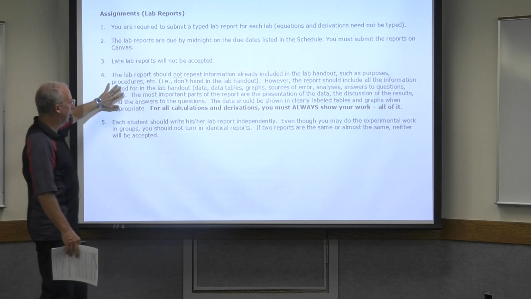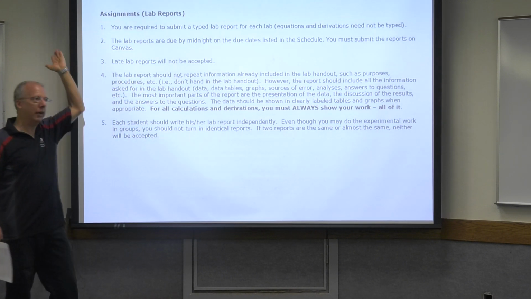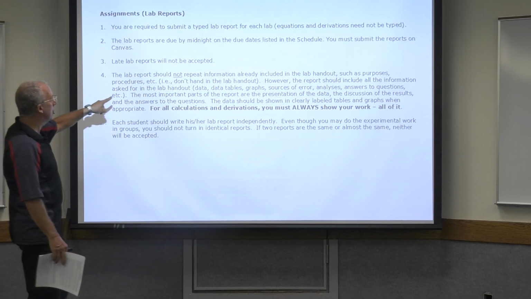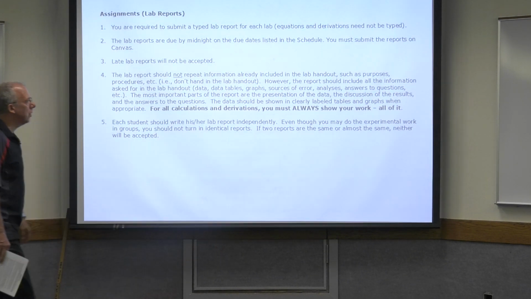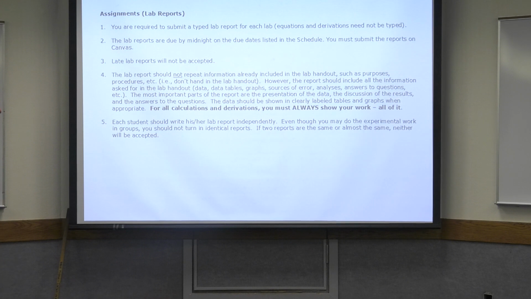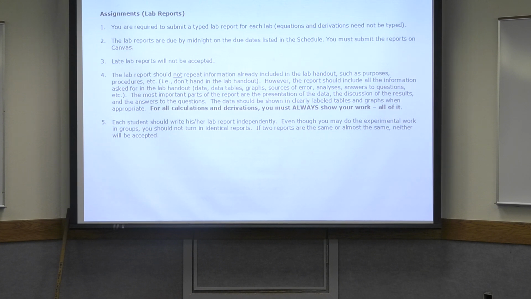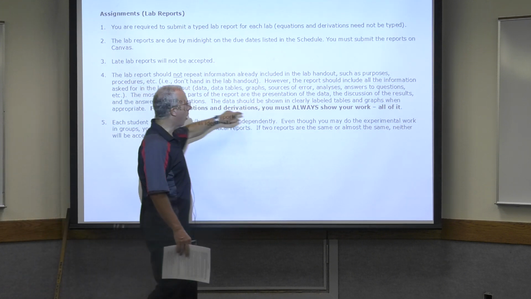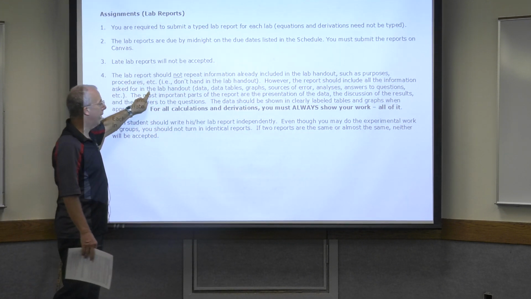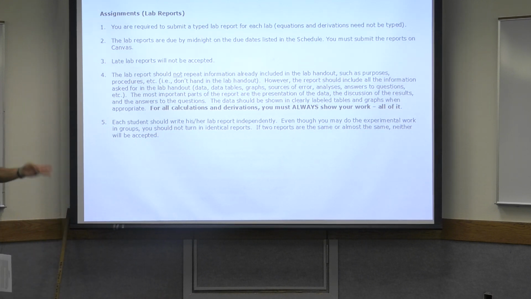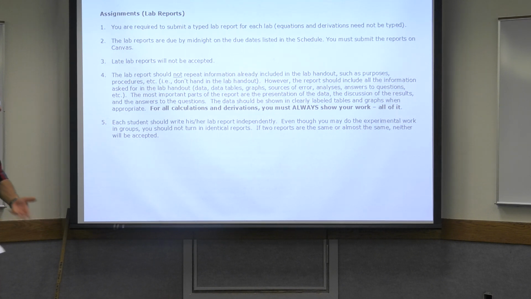Now, this is important. Every semester I say this. Every semester there's a few people who ignore it. I don't know why. The lab report should not repeat information already included in the lab handout, such as purposes, procedures, etc. In other words, don't hand in the lab handout. I wrote the lab handout. I don't need to see the purposes and the procedures and all that. I already know what they are, so it's a waste of time. It's called fluff. However, the report should include all the information asked for in the lab handout, like data tables, graphs, whatever, analyses, answers to questions, whatever it says in the lab handout, you provide.